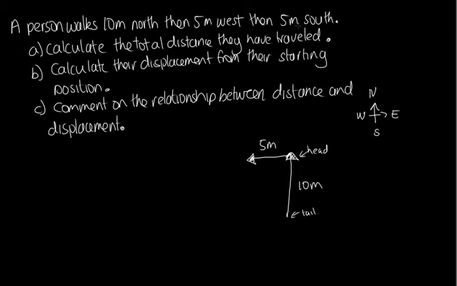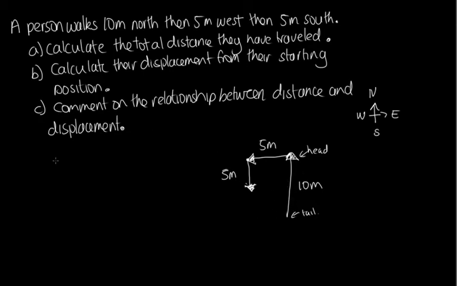So next we draw the 5 metres south vector. So that's going to have the same length as this vector, but be going in the south direction. And so we draw the tail of this vector at the head of the 5 metres west vector, and this is our 5 metres south vector. So this is what the vector diagram looks like.